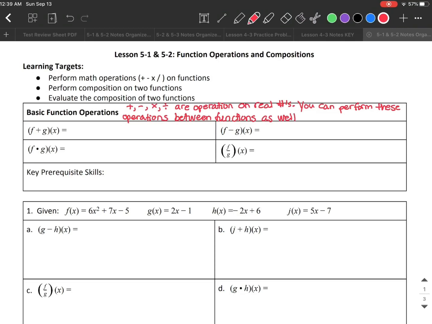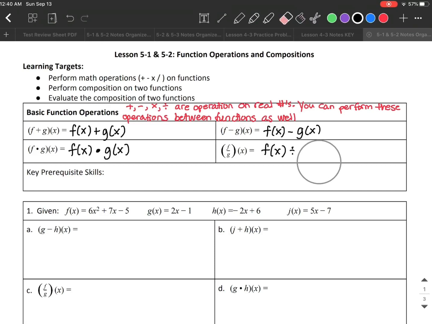So if I have f plus g of x, it just means I'm taking f of x and I'm adding g of x. If I have f minus g of x, it's just f of x minus g of x. If I have f times g of x, same thing, f of x times g of x. And if I see f divided by g of x, it's f of x divided by g of x. A better way of writing that is to write f of x over g of x.